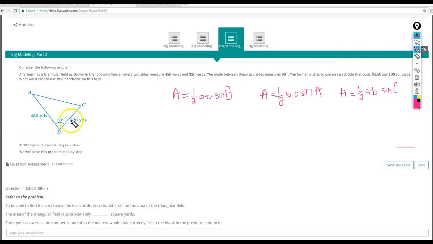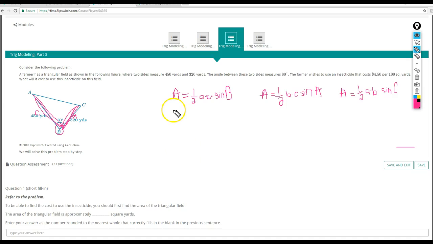Yes, if we look at this diagram and I look at angle B, side length little a is right next to it, an adjacent side. Side length little c is adjacent to it, right next to it. So then I know that when I'm given an angle, I'm going to use the two adjacent sides next to it for my area formula.